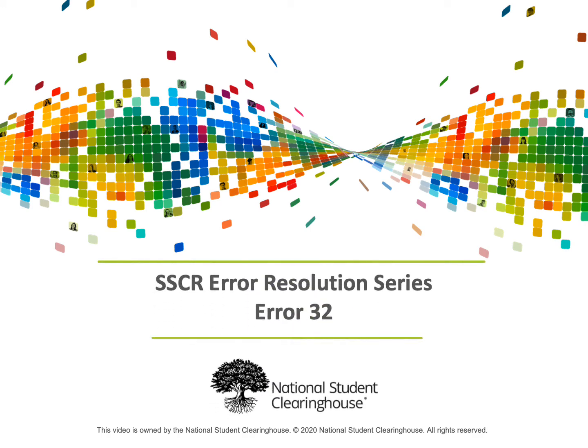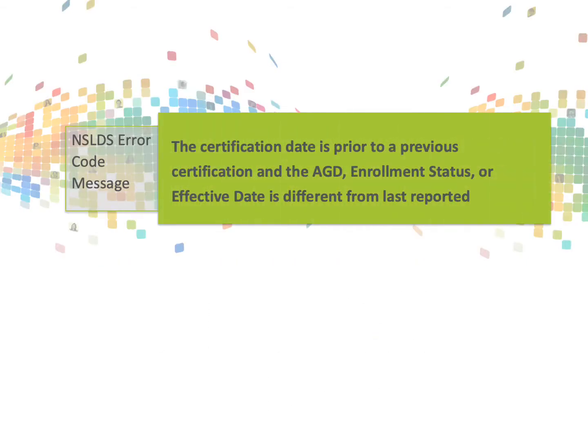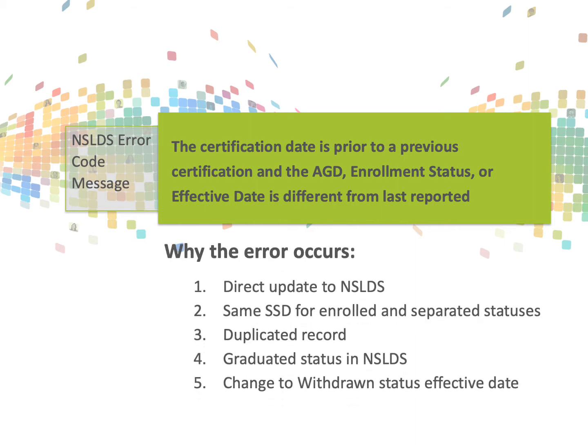Welcome to the tutorial on SSCR Error Code 32. The purpose of this tutorial is to explain what SSCR Error Code 32 is, what causes it, and how to resolve the error. Per the NSLDS, SSCR Error Code 32 is caused by a certification date on the record that is prior to a previous certification, and the anticipated graduation date, enrollment status, or status effective date is different from what was last reported. Error Code 32 occurs due to several reasons, which will be covered in depth in this tutorial.